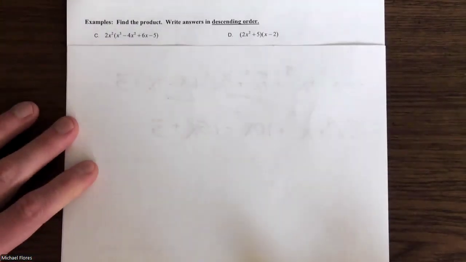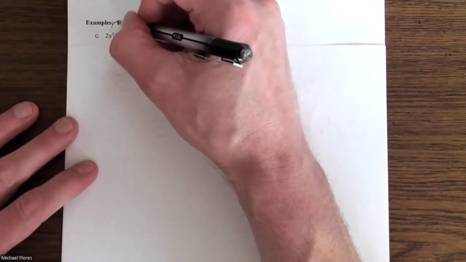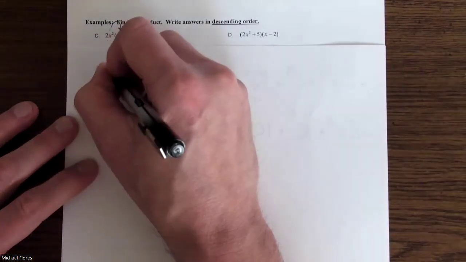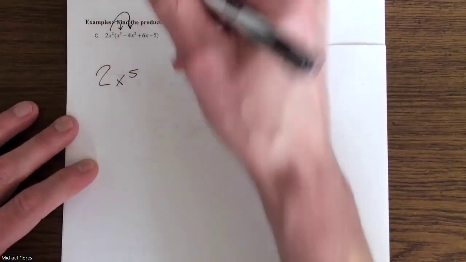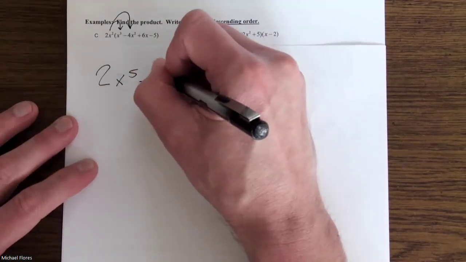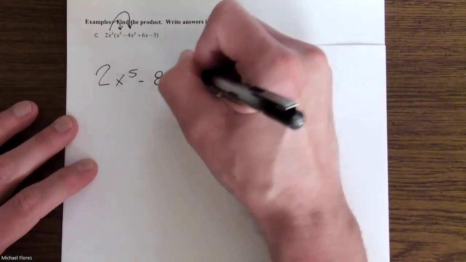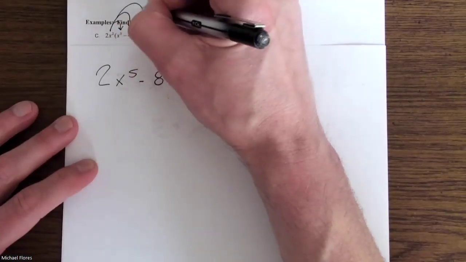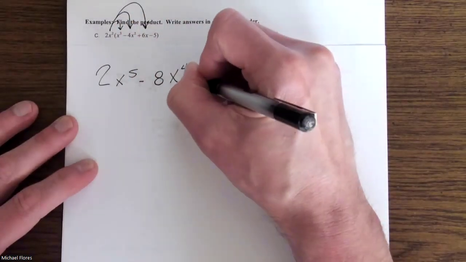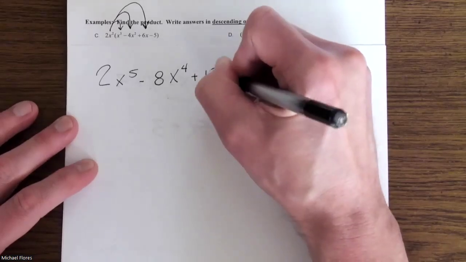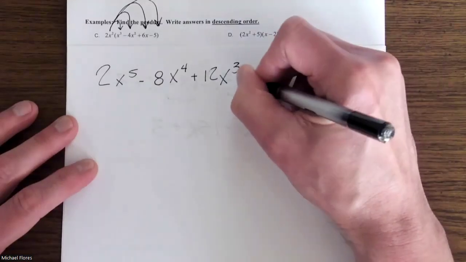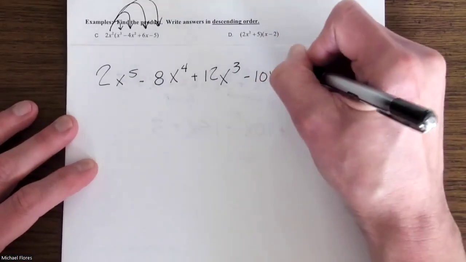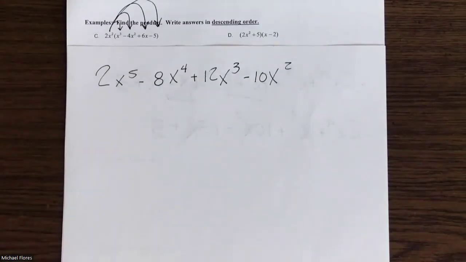Example C, we are just going to distribute. We're going to multiply this times this. That times that. And then this times that. You would then check to see if you can combine any like terms, but we cannot.